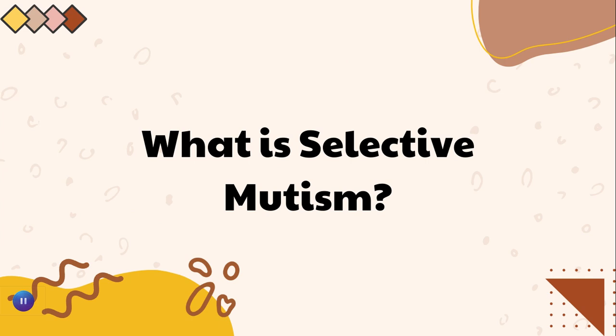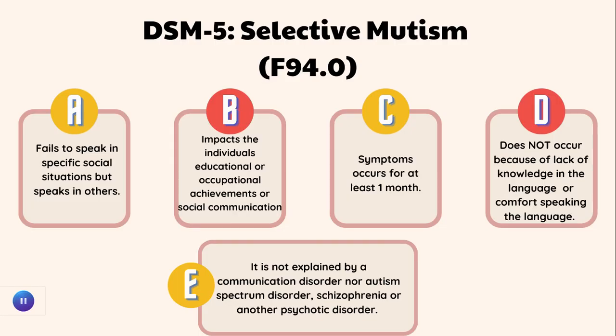So first, what is selective mutism? It's mainly characterized by an individual voluntarily not speaking. To be more specific, in order to be diagnosed with selective mutism, you have to meet the criteria for the DSM-5. Starting with criteria A, the individual fails to speak in specific social situations, but they can speak in others. For criteria B, this impacts the individual's educational or occupational achievements or their social communication.